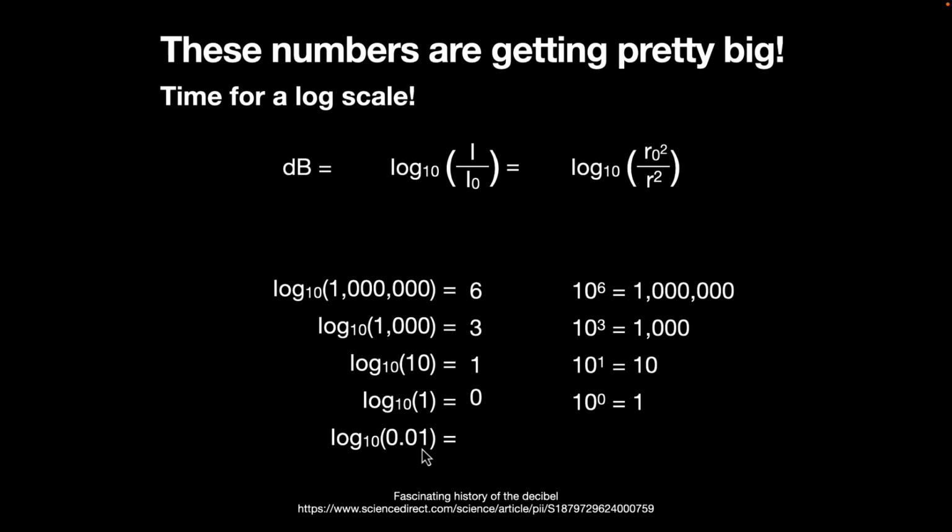And then, interestingly, what happens when you go to smaller numbers than 1? Can you get smaller than 0 for dBs? Look at that. You get -2 here for log of 0.01, because 10 to the -2 is 0.01. So this is almost what the definition of a decibel is.